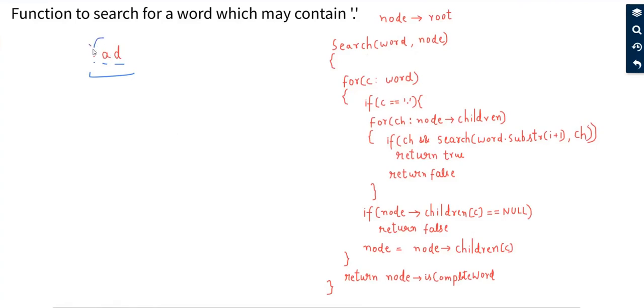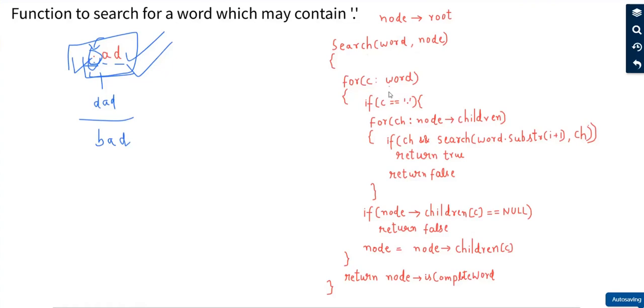The question says we can replace this dot with any character. So if the dictionary contains dad, that is DAD, then this word would be validated. If the dictionary contains bad, then this word would be validated. So all we have to do is try to put all the letters at this position and check if the resultant word is present in the dictionary or not.